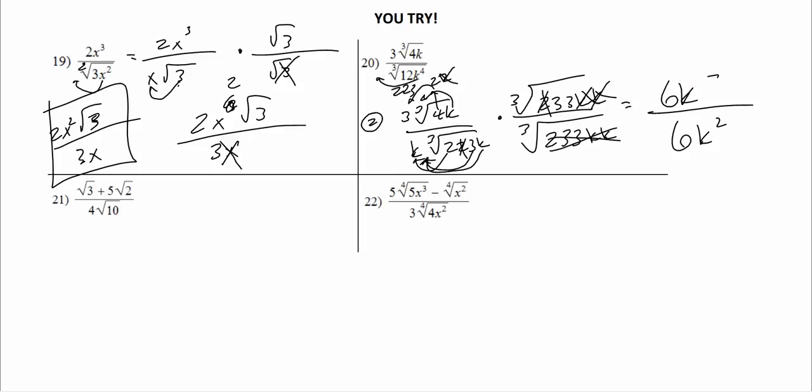And then what is left on the inside? Well, that's a 9. Let's simplify. 6 over 6, gone. k over k squared, that k gets gone. This becomes just a 1. So what do I have left? Third root of 9 over k.